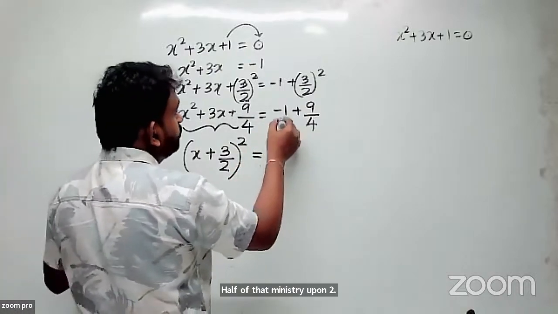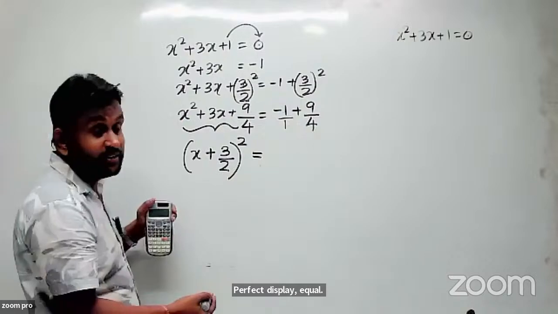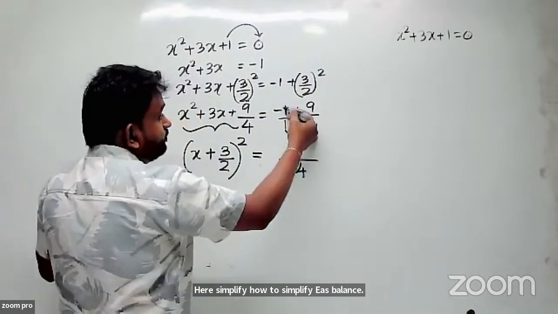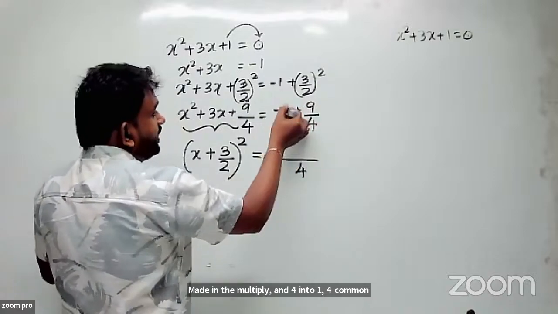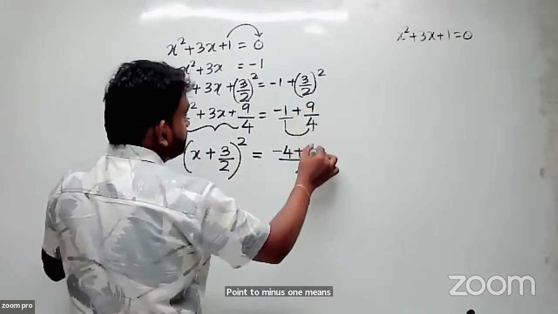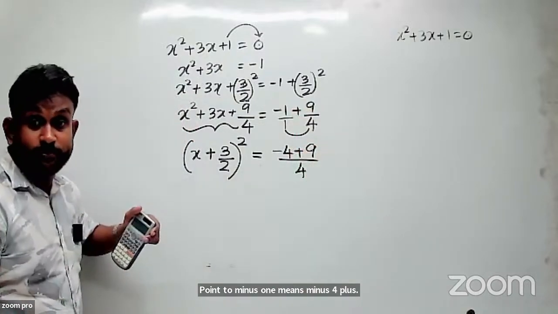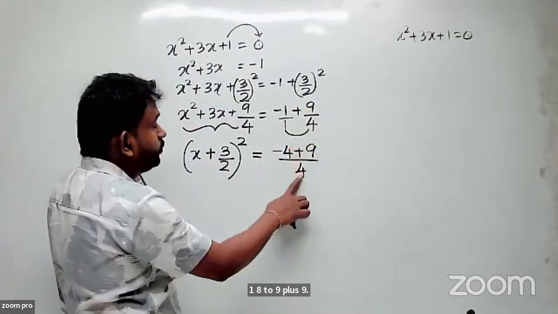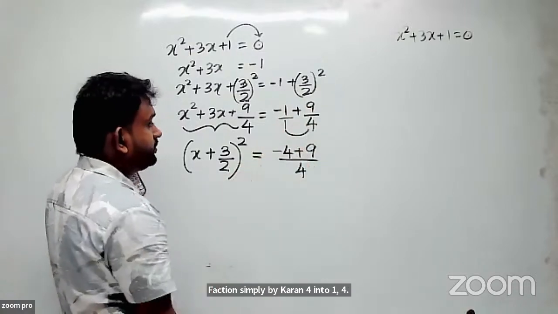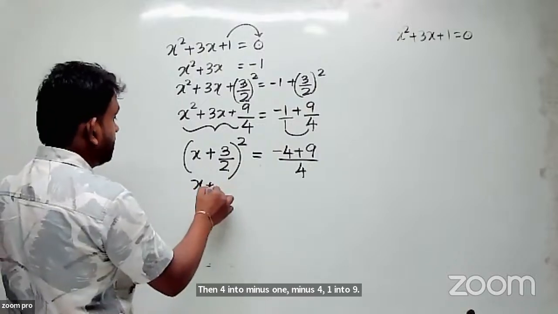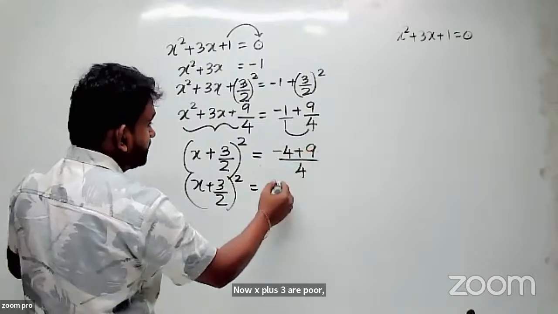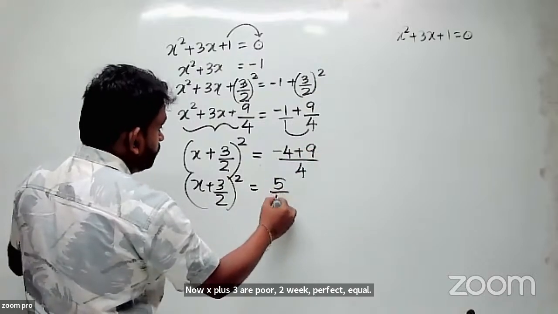Now simplify. How to simplify? The easiest way: multiply both. 4 into 1, 4 common denominator. Then cross multiply like this: 4 into minus 1 means minus 4, plus 1 into 9, plus 9. You can simplify the fraction: 4 into 1 is 4, then 4 into minus 1 is minus 4, 1 into 9 is plus 9. So now x plus 3 upon 2 perfect square equal minus 4 plus 9 means plus 5 upon 4.